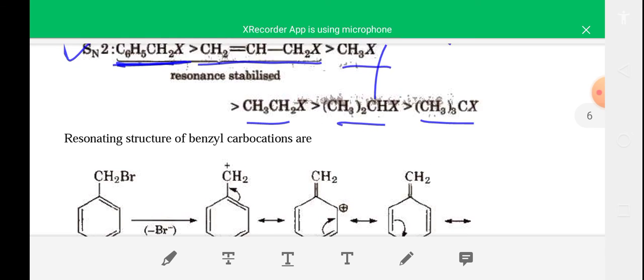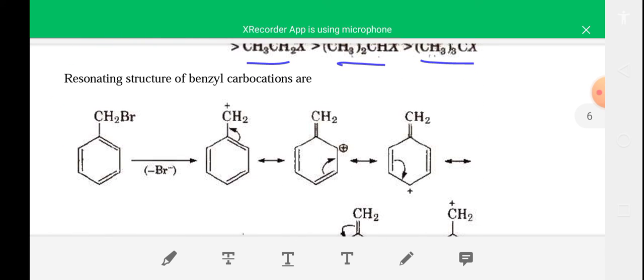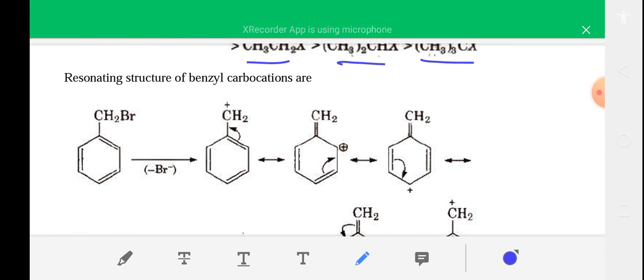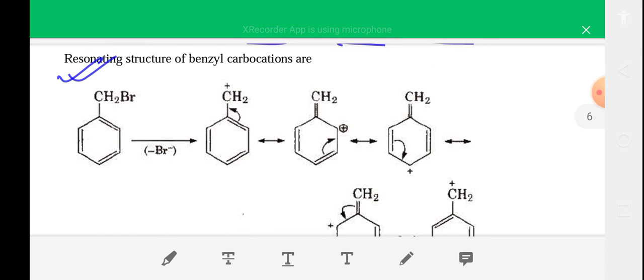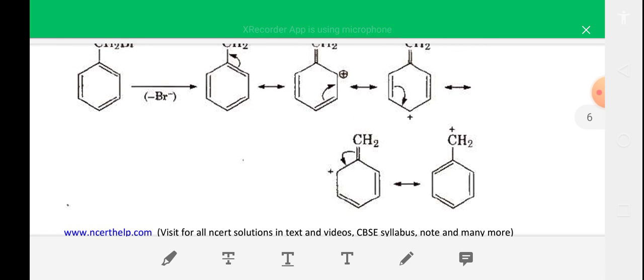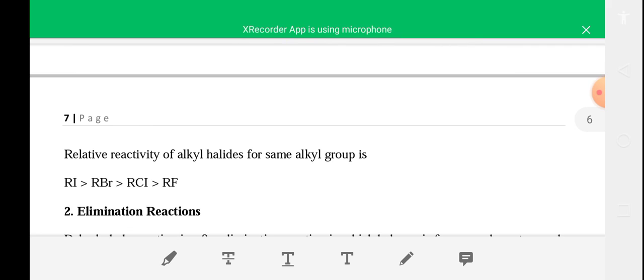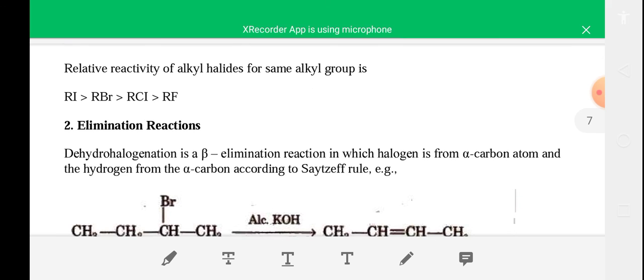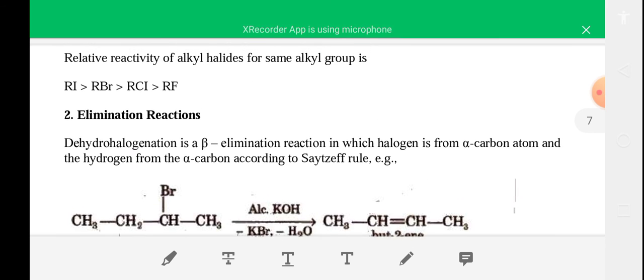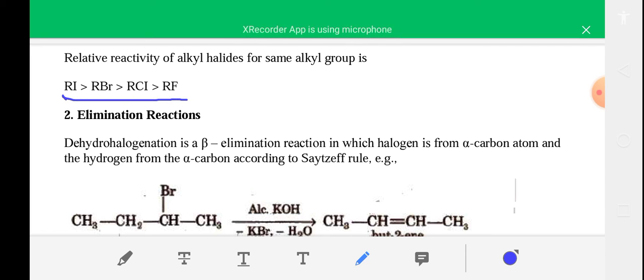Remember that allylic and benzylic halides are more reactive in both SN1 and SN2 reactions. This is because allylic and benzylic halides are resonance stabilized, and these benzylic carbocations are resonance stabilized carbocations. Now, relative reactivity of alkyl halides for the same alkyl group: if the alkyl group is the same, then alkyl iodide is more reactive than alkyl bromide, more reactive than alkyl chloride, greater than alkyl fluoride.